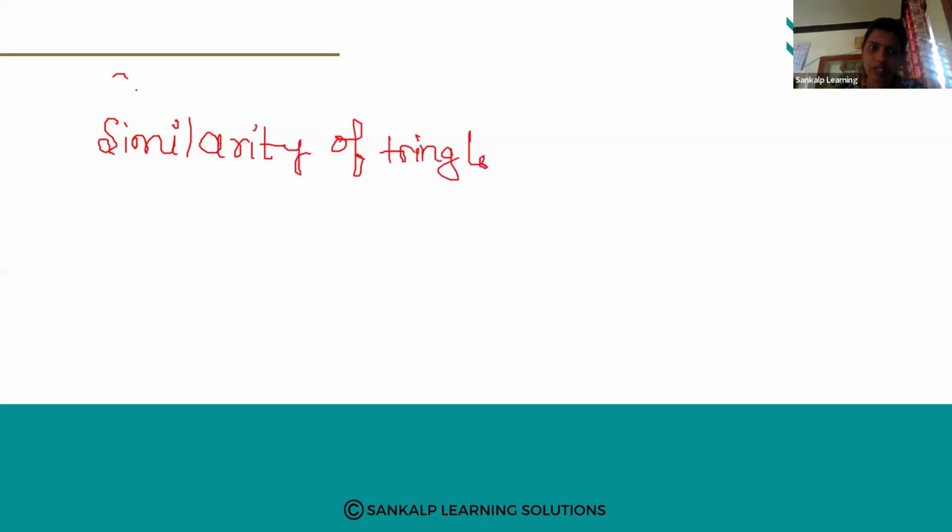So already we have learned about the congruency of a triangle, and in this lesson we are going to learn about the similarity of a triangle, right? Similarity of triangle. And already we know about congruency. What do you mean by congruency? And what are the properties of congruency?